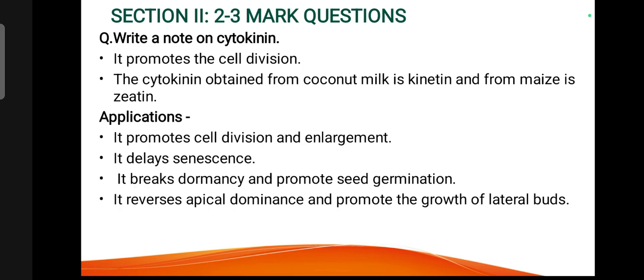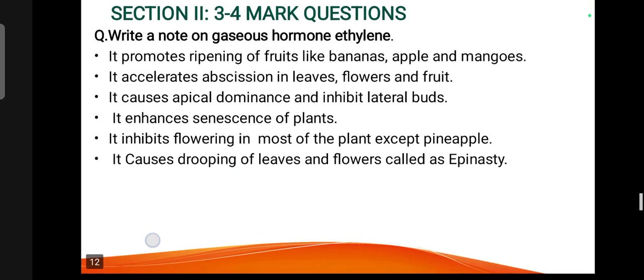Write a note on cytokinin. It promotes cell division. The cytokinin obtained from coconut milk is kinetin and from maize is zeatin. Applications. It promotes cell division and enlargement. It delays senescence. It breaks dormancy and promotes seed germination. It reverses apical dominance and promotes the growth of lateral buds.